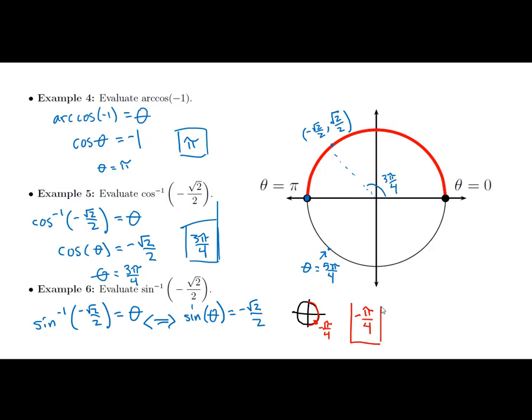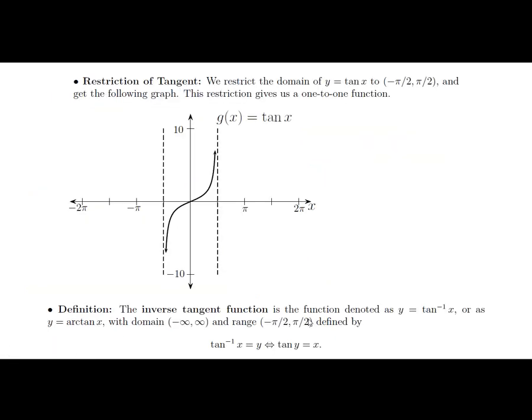So just wanted to emphasize here, these pictures are really important. For cosine, it's this picture, the upper half of the unit circle. For sine, it's the right half of the unit circle. All right, finally, let's take a look at tangent here.